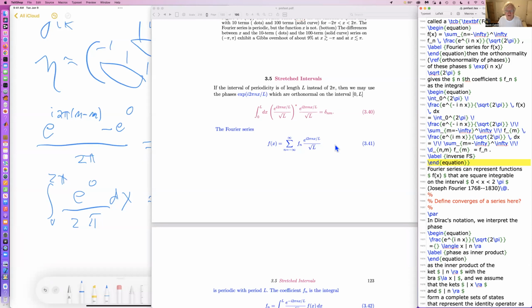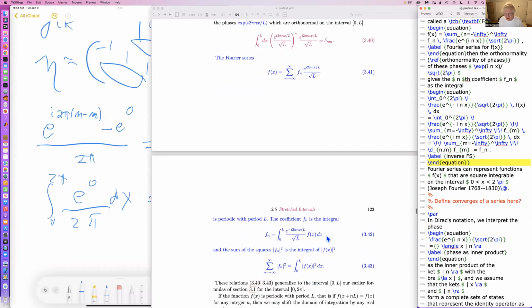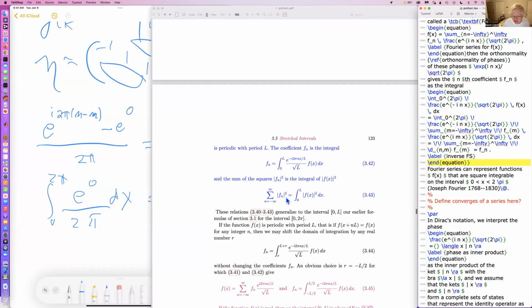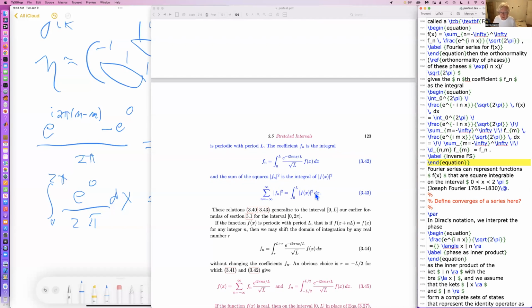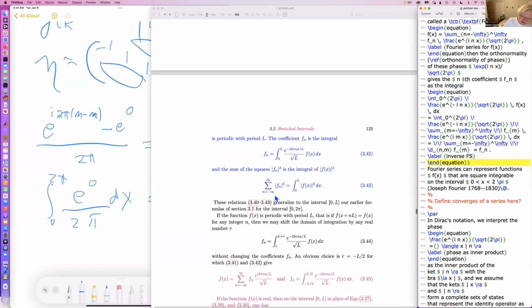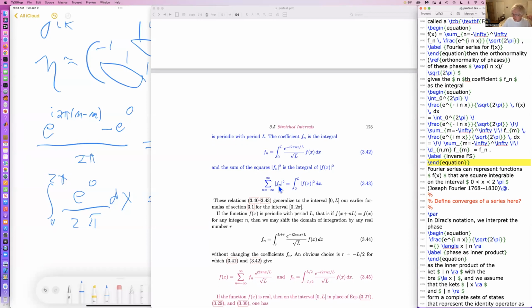The way you do that is you use this orthonormality relation and write the Fourier series this way, and then the coefficients look like this. And it turns out that the sum of the squares of the coefficients is equal to the integral of the absolute value squared of the function. So what you can say then is if the function is square integrable, the series formed by the absolute value squareds of its Fourier coefficients converges.